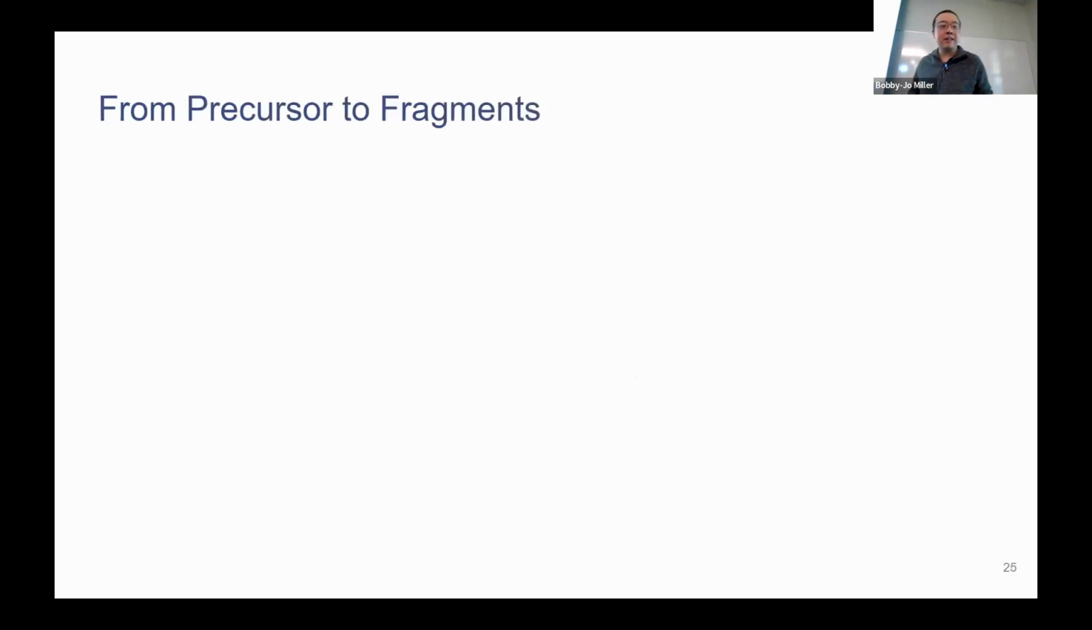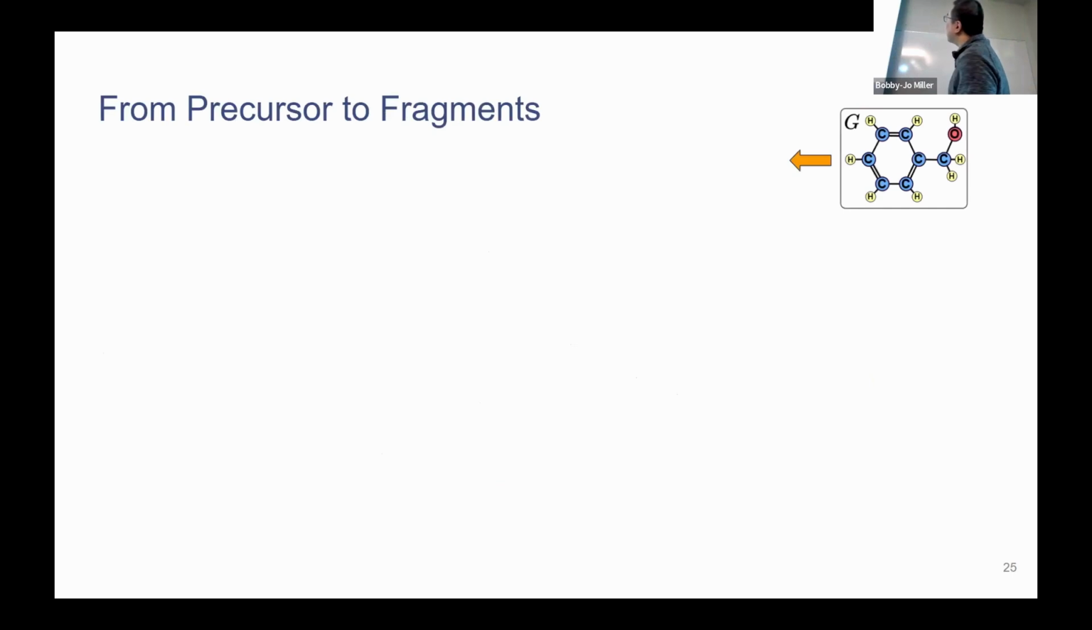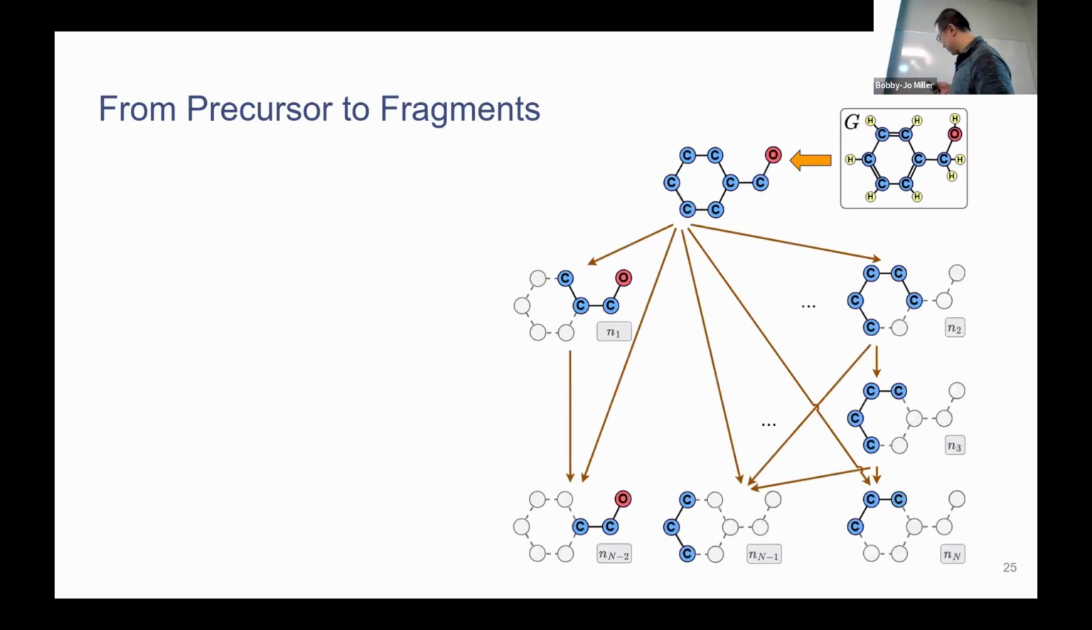Okay, so let's go through this step by step. The first thing is how we're going to generate all the fragments. This is our input molecule. This time I drew all the hydrogens there. First, we're going to convert the molecule into a molecular graph. Oh, whoops, sorry. We didn't see the bottom. Yeah.